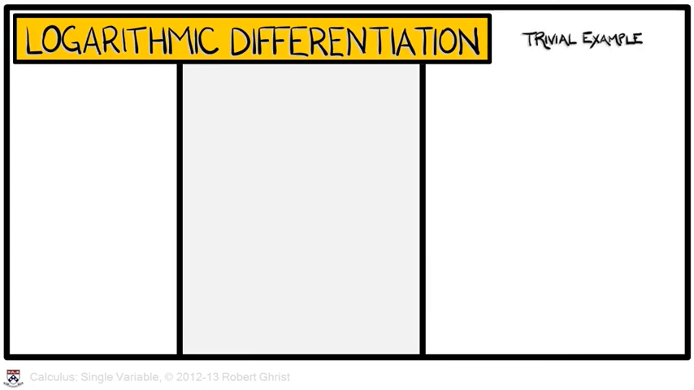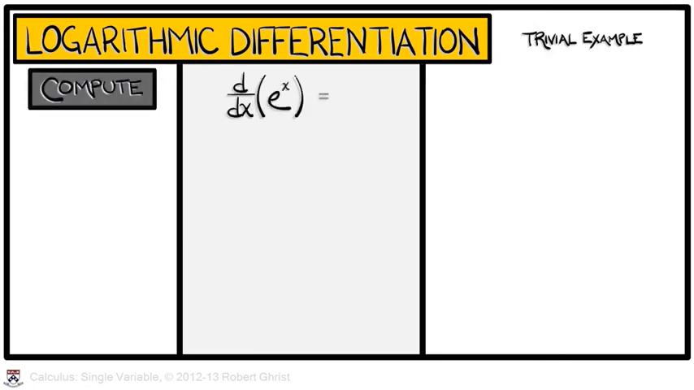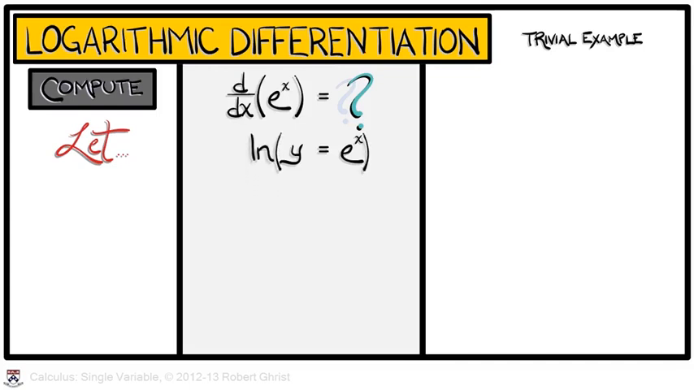Let's begin with a simple example. Compute the derivative of e to the x. Now, I know that you know what that derivative is, but let us compute this via logarithmic differentiation. The key step will be to write e to the x as y, and then to simplify this equation, we'll apply the natural logarithm to both sides. On the left, we obtain log of y. On the right, log of e to the x, that is, x.